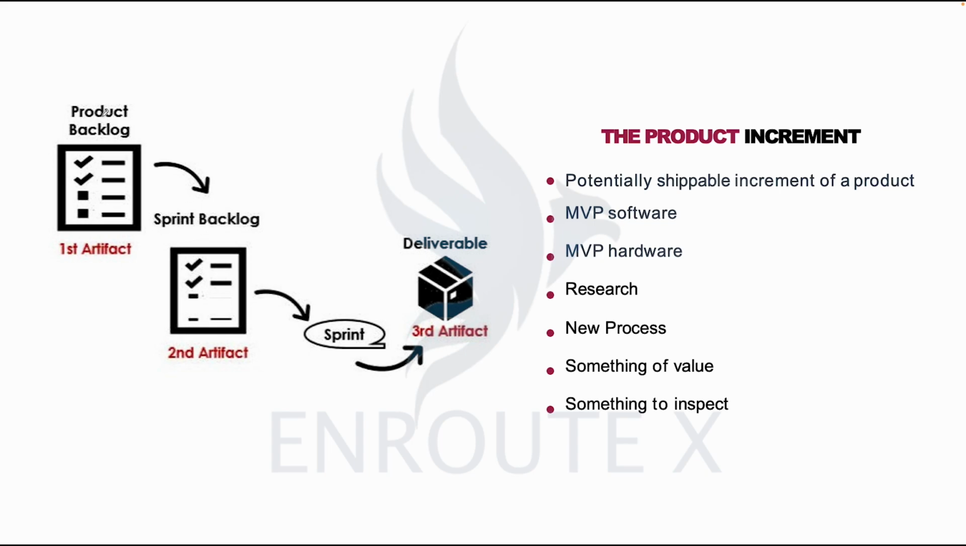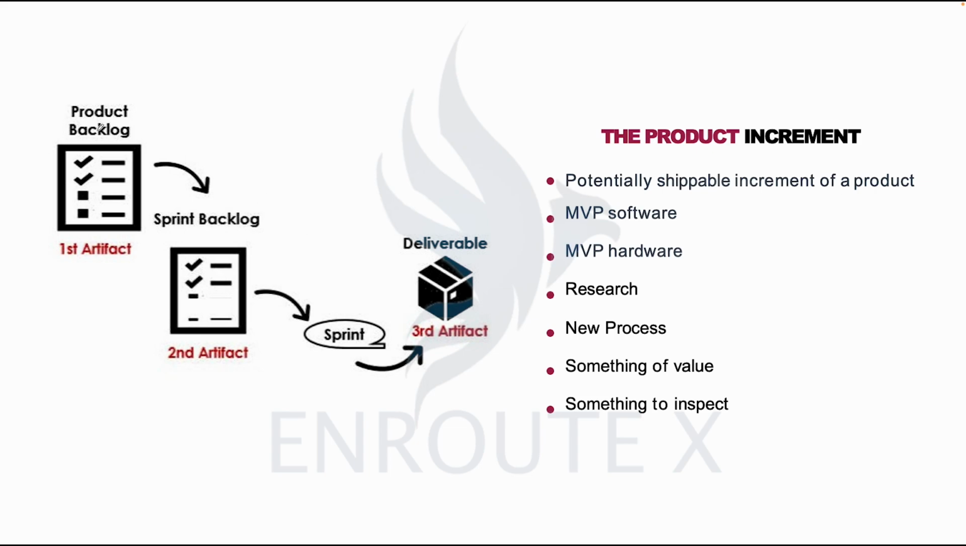The flow from the product backlog: some work items, stories, move from the product backlog into the sprint backlog. The team works on the sprint backlog in the course of the sprint. That is what they focus on to deliver. And at the end of the sprint, what they deliver is the third artifact, the product increment, which is the deliverable.